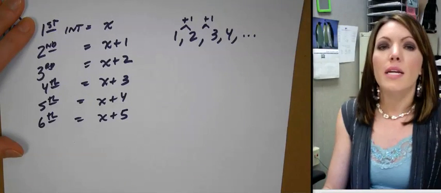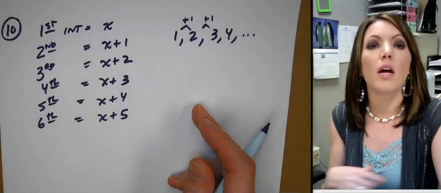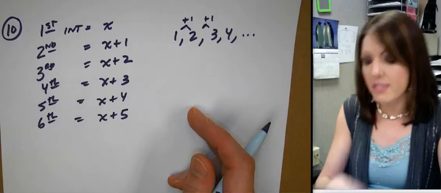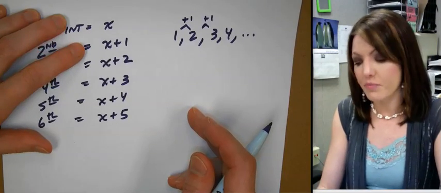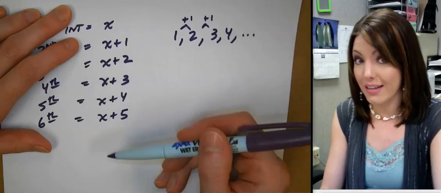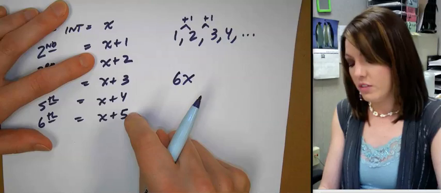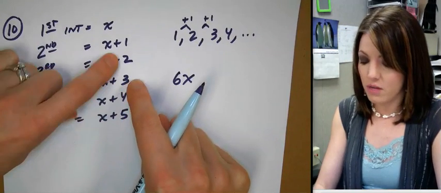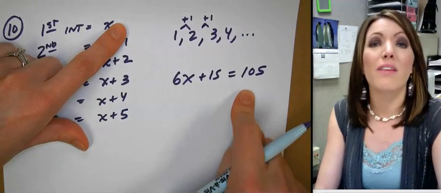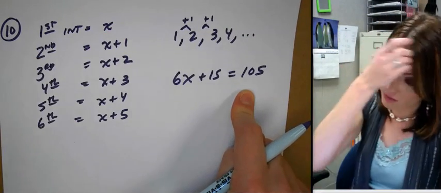Okay, now it's telling us in this problem that the sum of all of these integers is 105. Sum, again, that means add. So we're going to take all these integers and add them together. Notice how they are all lined up very nicely and neatly, so we can just add straight down. So we get 6x, 5 plus 4 is 9, 10, 11, 12, 13, 14, 15 equals 105. Where did 105 come from? It told us in the problem that the sum of all of them was 105.